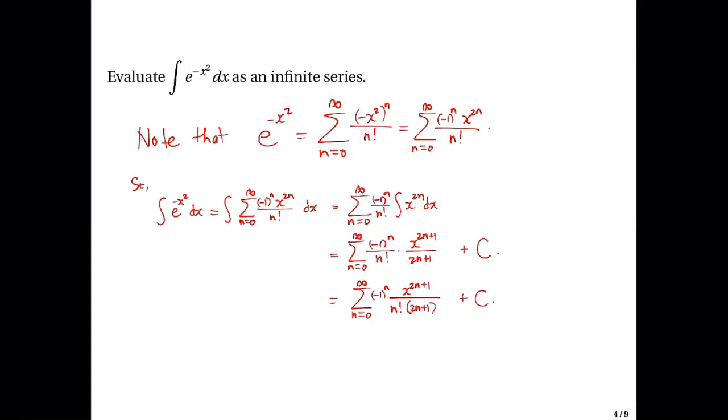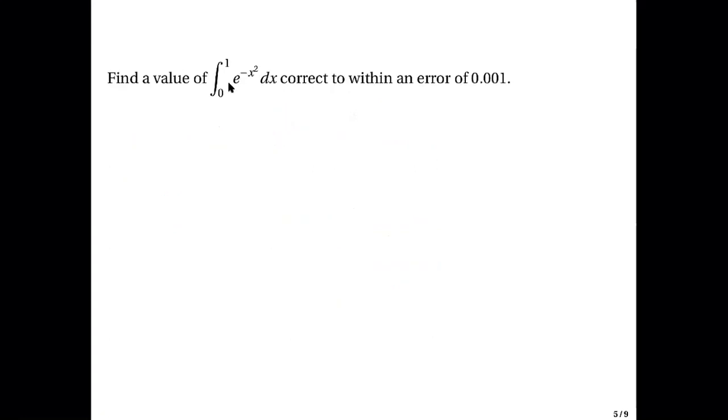Now, for our next example, we want to find the value of the integral from 0 to 1 of e to the minus x squared dx correct within an error of 0.001. Okay? Correct within an error of 0.001. Okay? So, first, let us look at this.